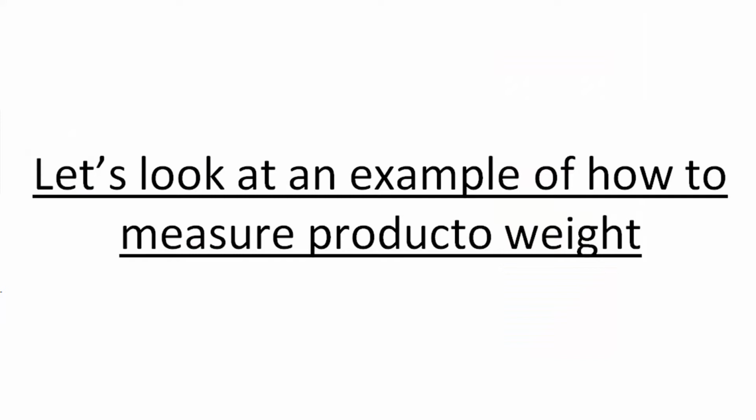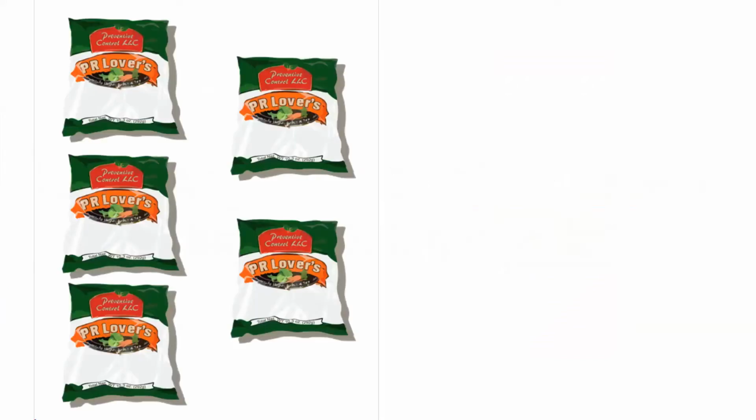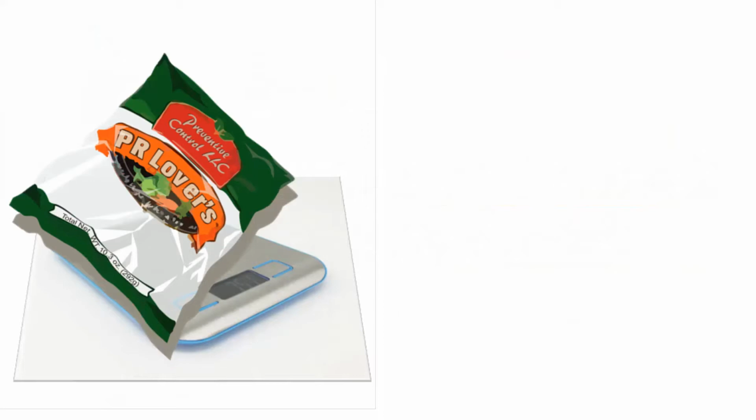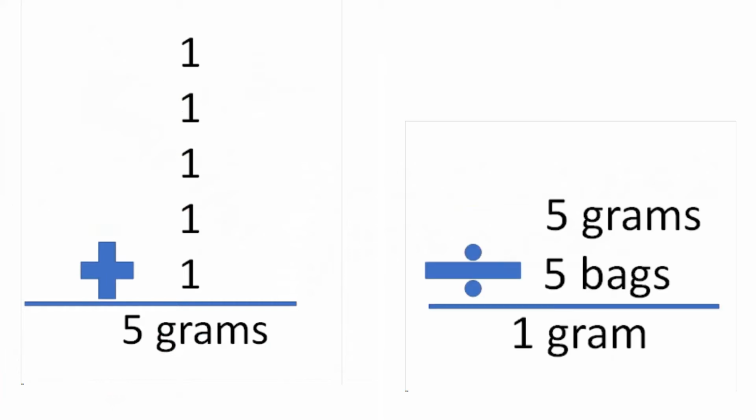Let's look at an example of how to measure product weight. First, sample 5 empty bags, also known as blank weight. Then weigh one bag at a time. Next, add up the weight of all the empty weight bags. Then, divide the result obtained by the number of bags, in this case 5. In our example, the empty bag's average weight is 1 gram.